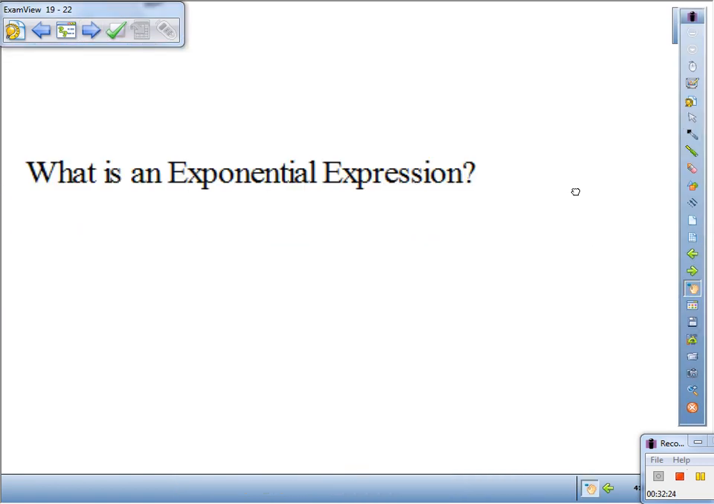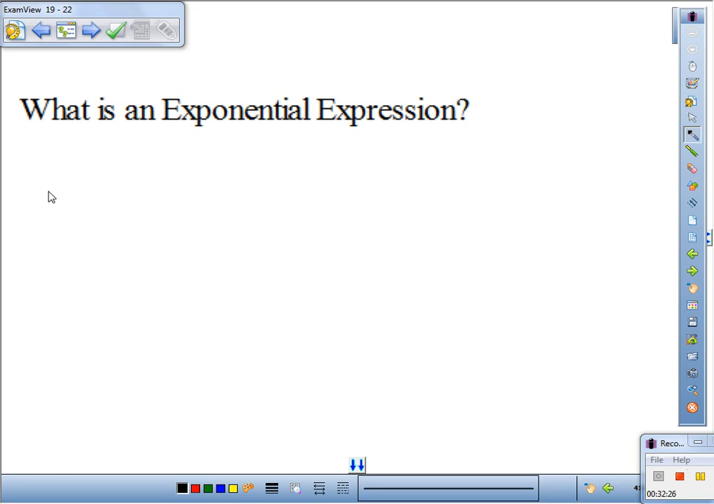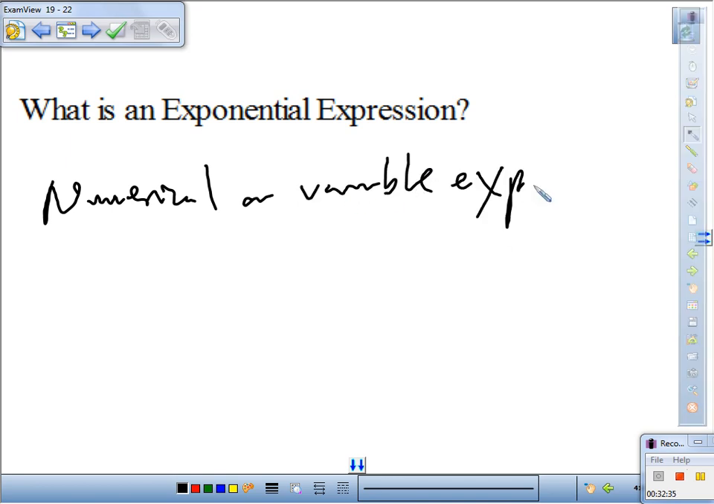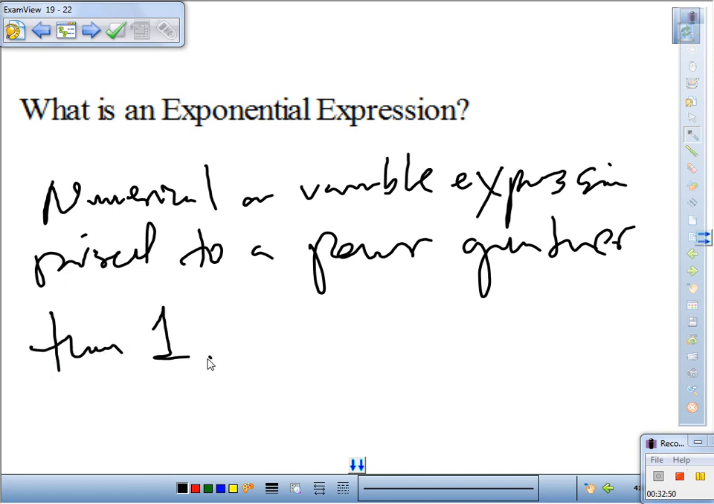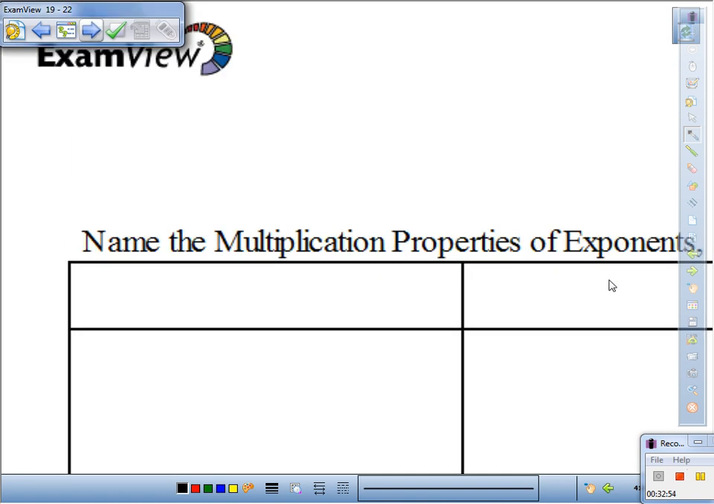19. Exponential expression. A numerical or variable expression raised to a power greater than 1. Yes? All right.